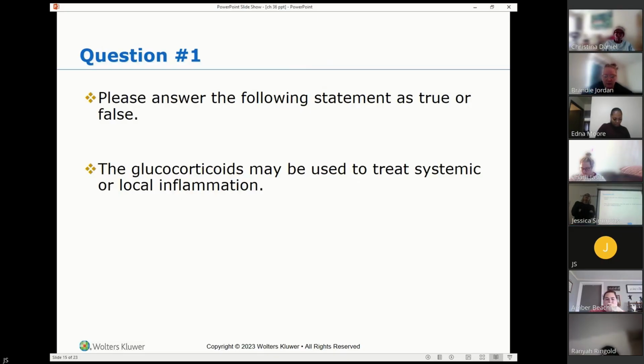The glucocorticoids may be used to treat systemic or local inflammation. True or false? True.